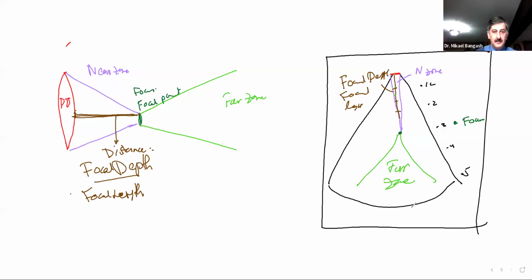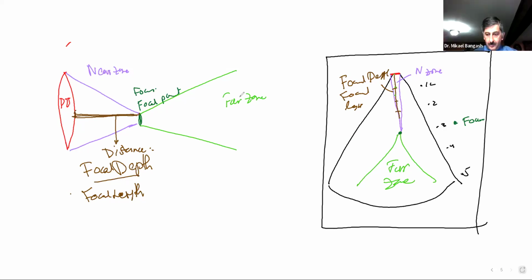Clear? Okay. So what's going to happen to the intensity of the beam in the far zone, as you go farther and farther in the far zone? It gets weaker, because the area of the beam gets greater, right? Did you guys get that? Yeah. Good.